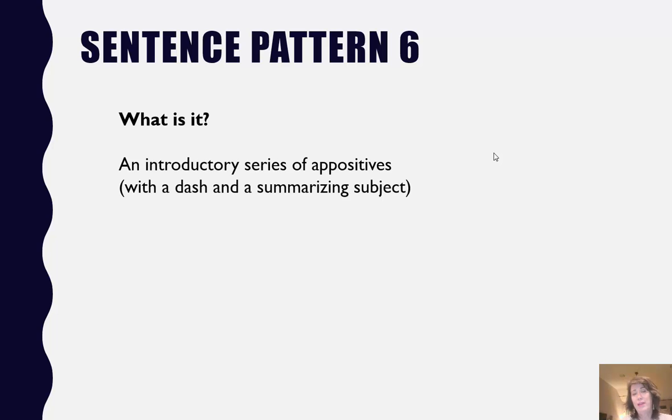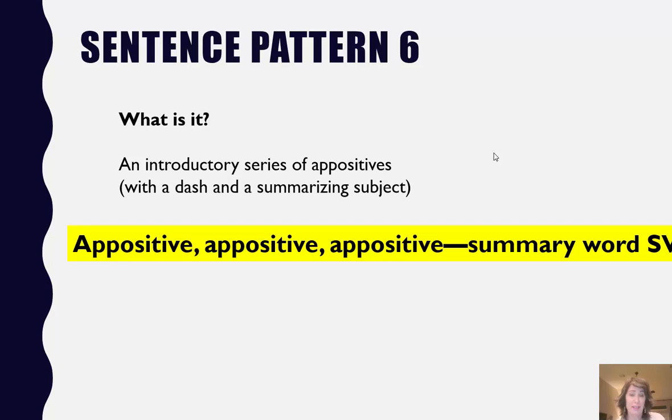Now, what is sentence pattern 6? It is an introductory series of appositives followed by a dash and a summarizing subject. Now that sounds kind of complicated. The formula looks like this: appositive, appositive, appositive, dash. The summary word is what's kind of new, and then subject, verb, that is our usual independent clause. Let's look at an example.